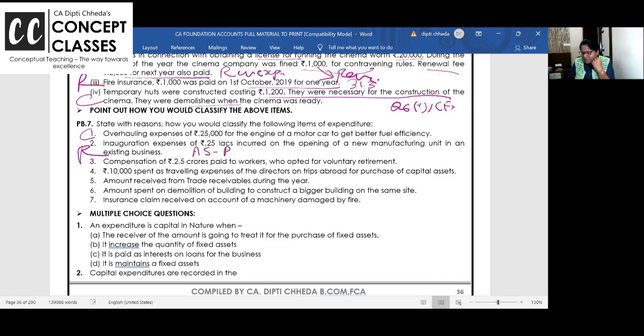In the coming classes, you will do accounting standard 10. Earlier it was fixed asset, now property, plant and equipment. There it is clearly said whether these inaugural expenses should be capitalized or charged off. Inaugural expense, promotional expense, marketing offers, charge it off to the revenue. Next.